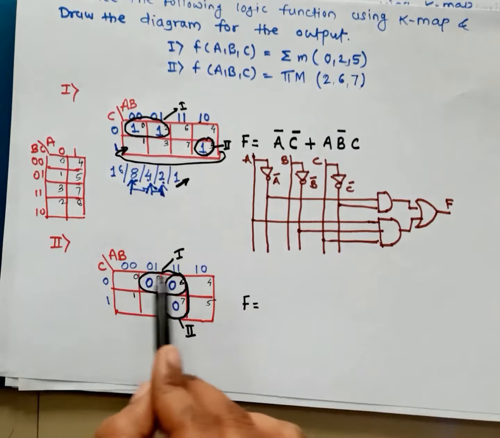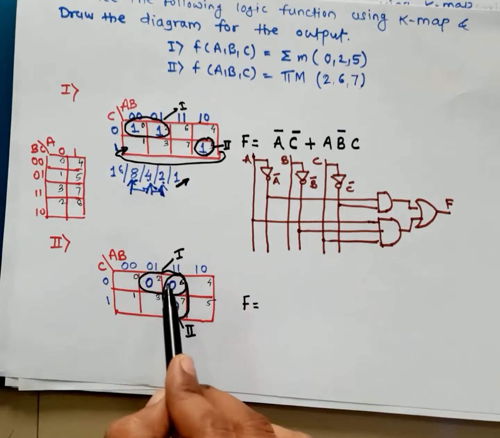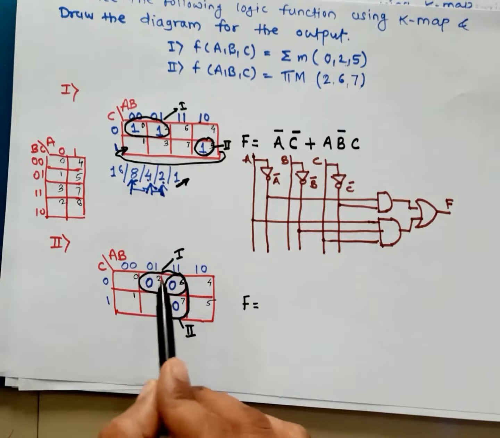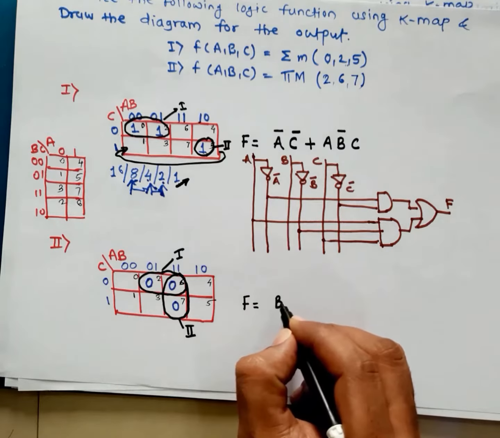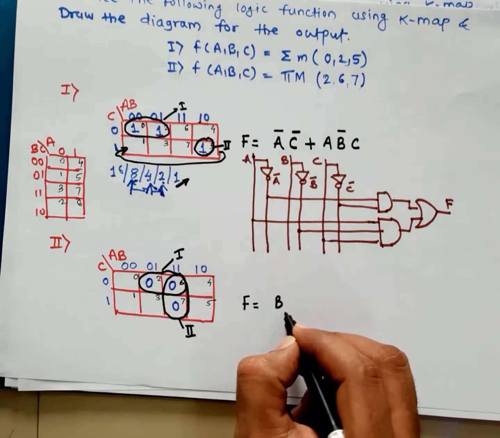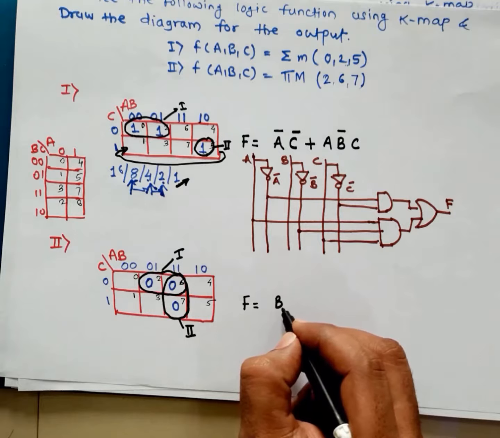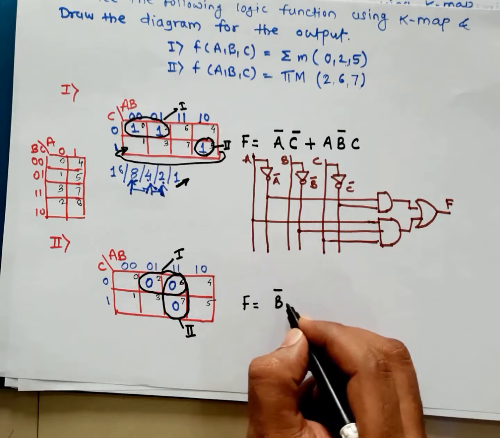Why are we choosing these two columns? Because this group contains only these two columns. So the value of B is 1, 1. While writing a 1, keep in mind this is a max term. So if it is a POS function and the value of the variable is 1, then we write the bar.